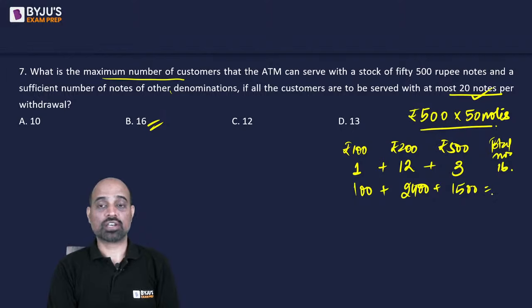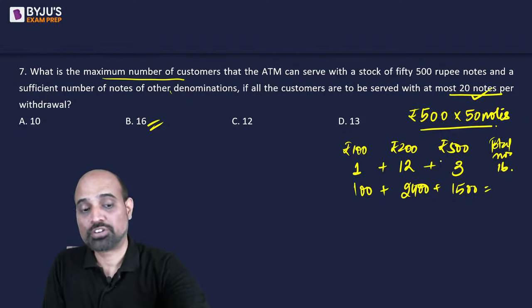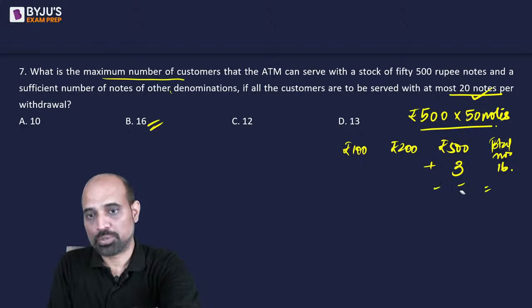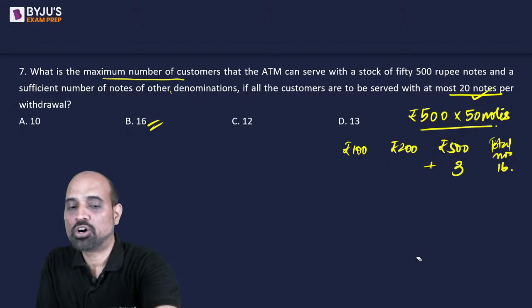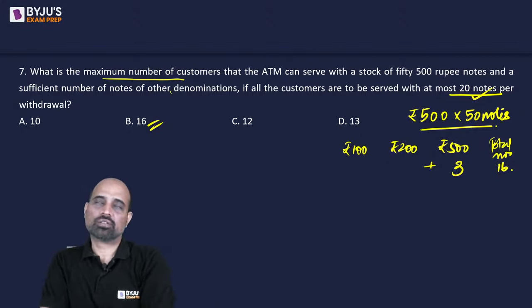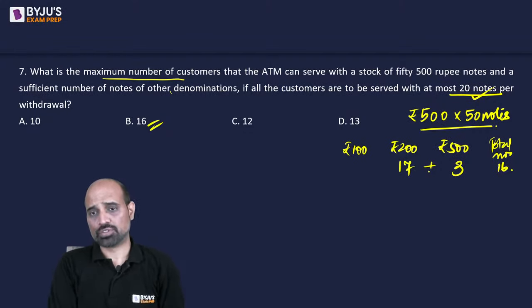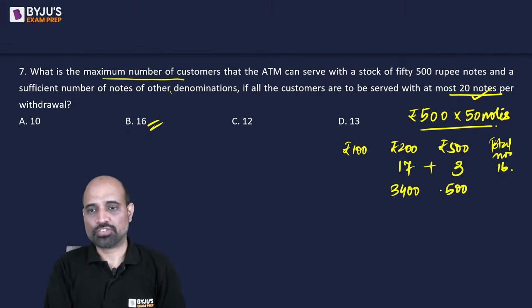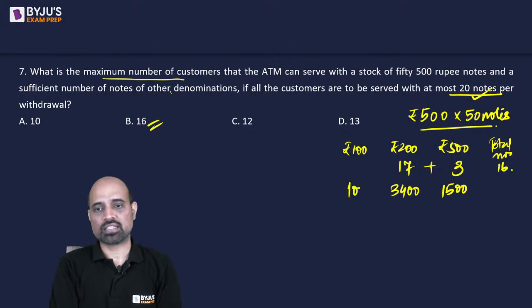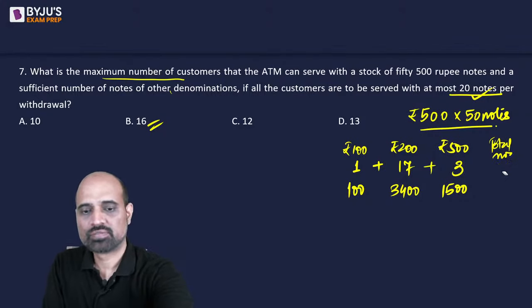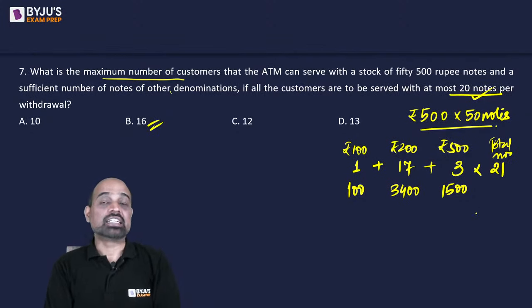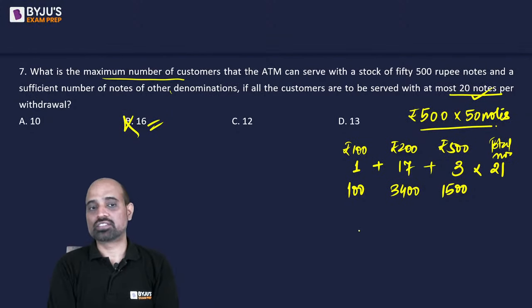Okay no, this makes 4000, I need 5000, right? Sorry, it's not going to be 12. 1500 done, so we need how many more? 3500. So we need 17 of those. 17 into 2 is 3400. This is 500, 1500. This is 4900 plus another 100. So I need one note of this. If we count the total number of notes, it exceeds 20. It's 21. We can't do this. So obviously 16 is not the answer.